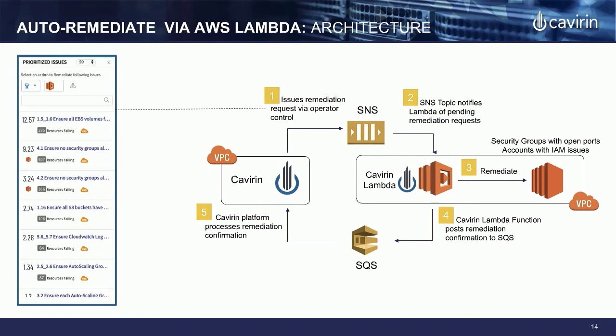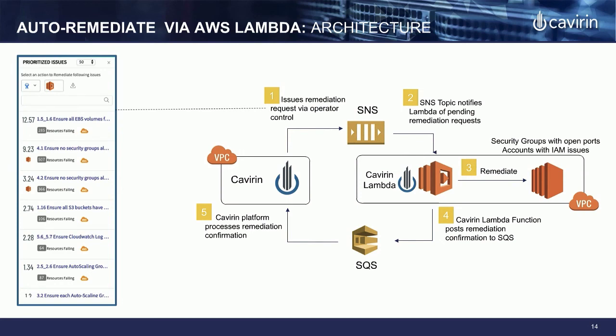If you follow the arrows marked 1, 2, 3, 4, 5, the idea is that the user issues the action to remediate. That's step number 1. That results in a message being published to an AWS SNS topic. The SNS topic is being polled by a second Cavirin Lambda function that is looking for things to remediate. So that's step number 3. The Lambda function picks up those messages from the SNS topic.